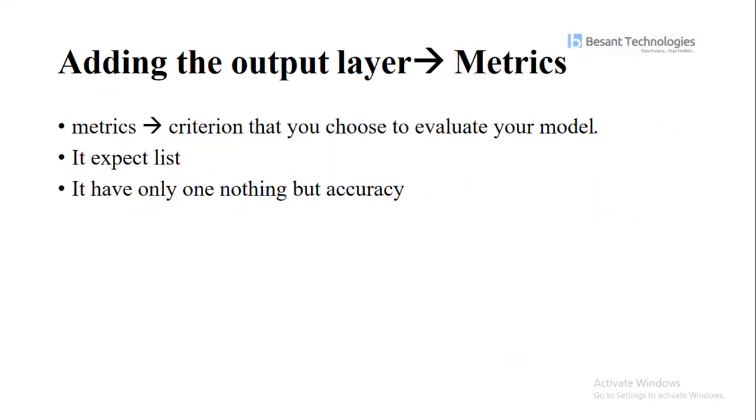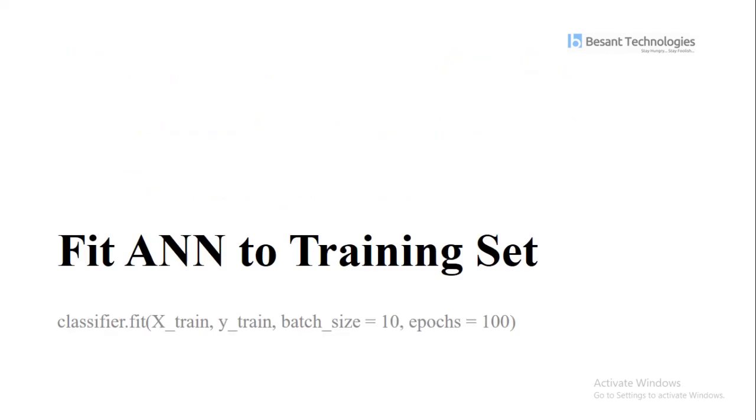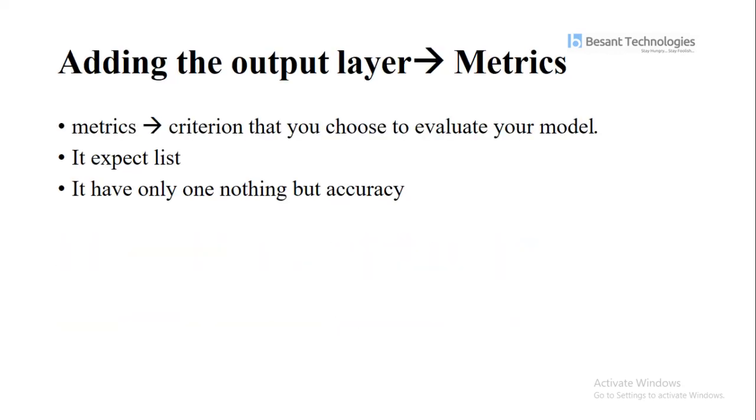So when adding the output layer, we need to add one more argument, that's nothing but metrics. It is used to evaluate our model. In our previous linear regression, we used to choose metrics such as accuracy score and RMSE, those kinds of criteria. And here we are choosing the metric to evaluate your model. It has only one, that's nothing but your accuracy. So the metric is nothing but your accuracy. So great, this is your output layer.